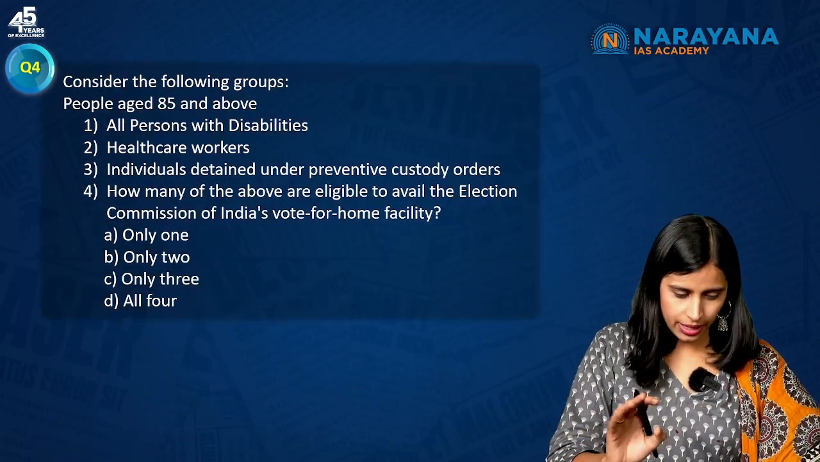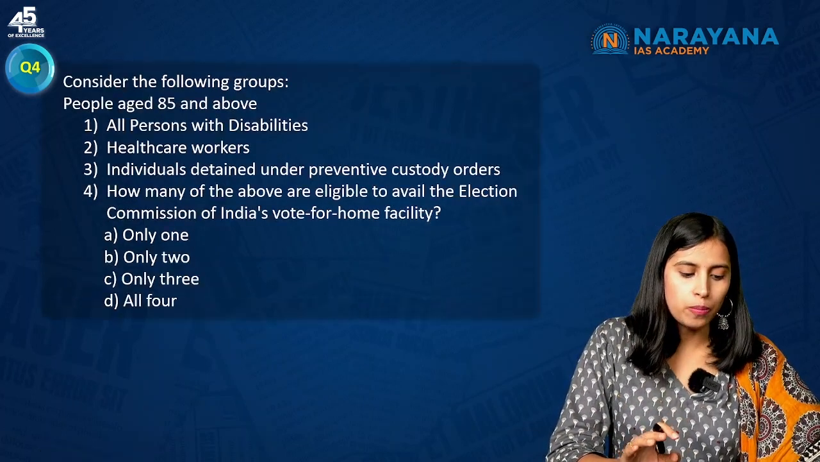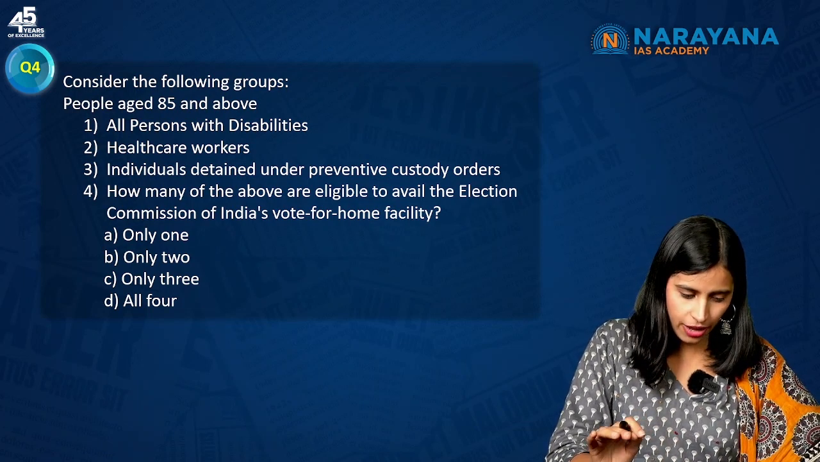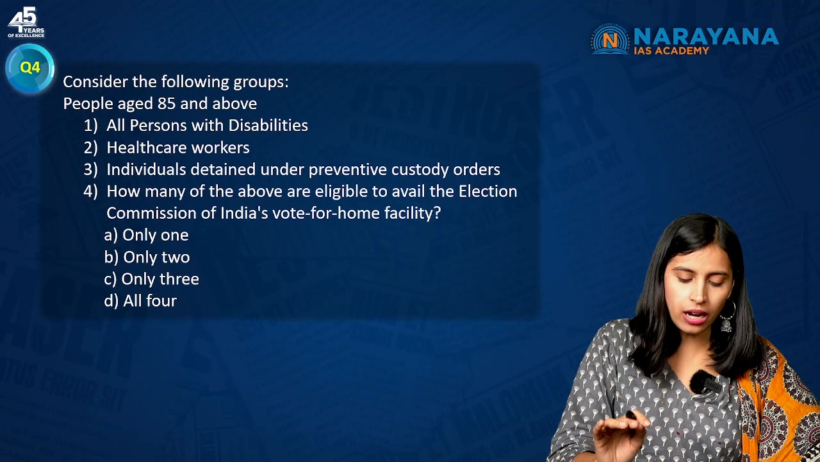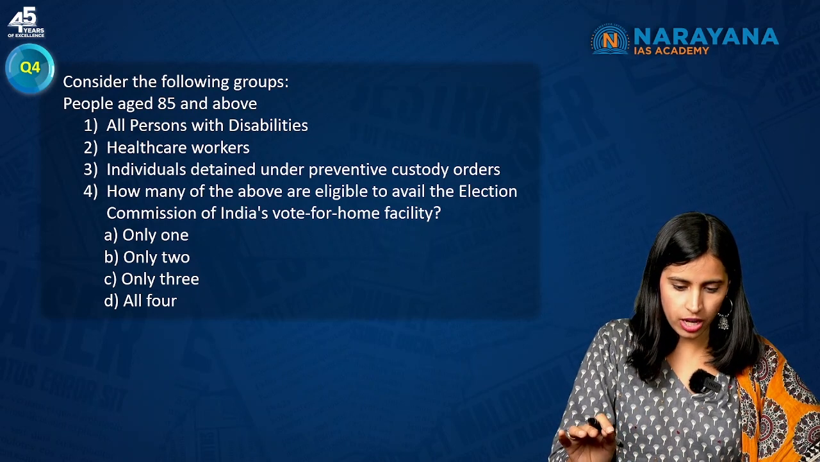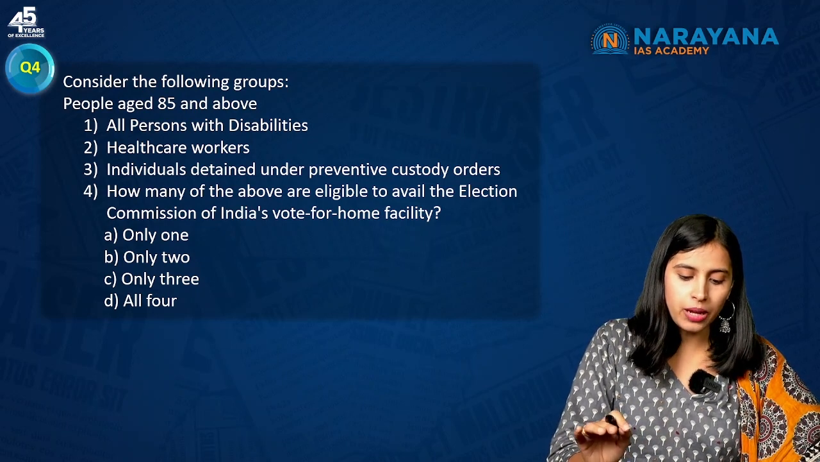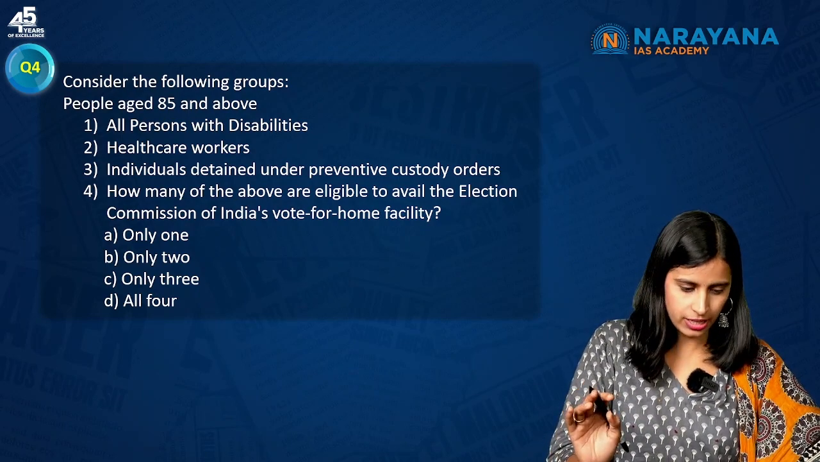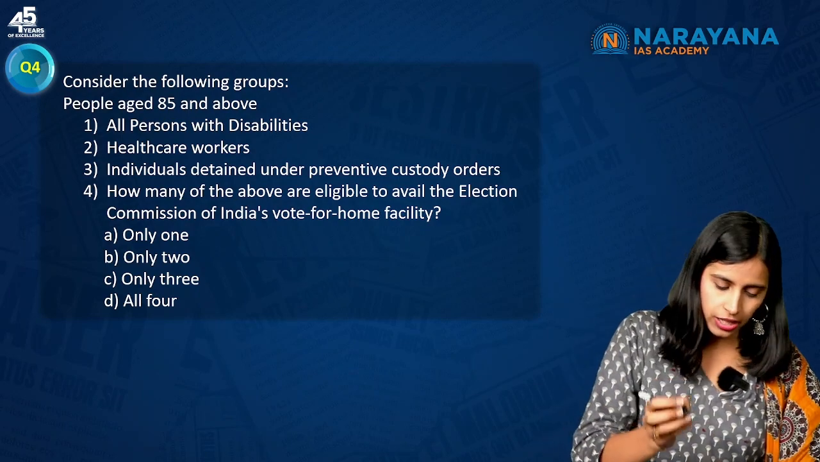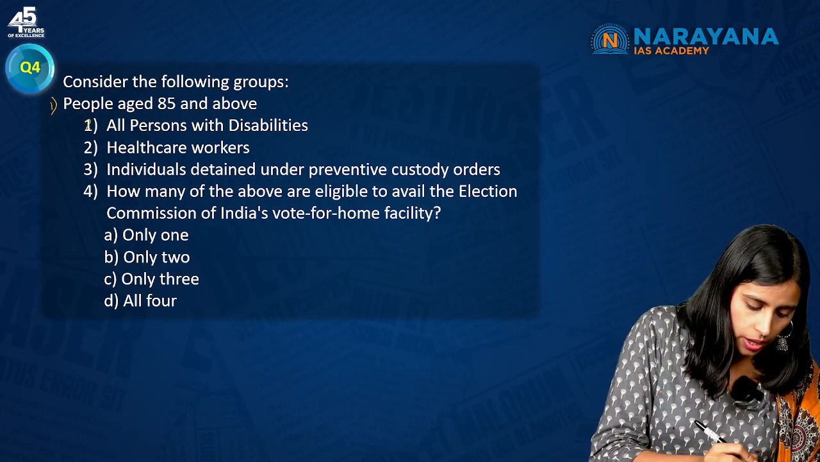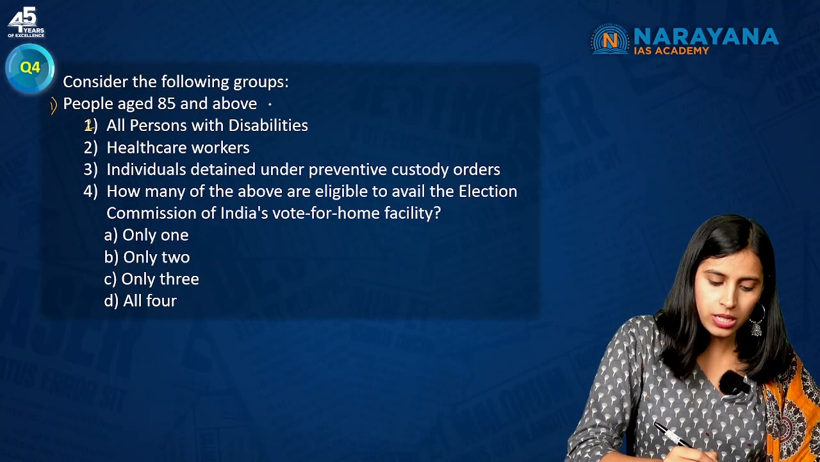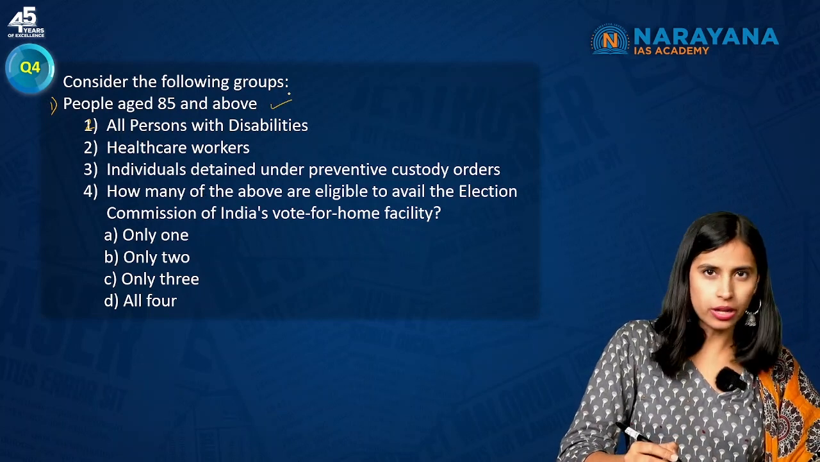war. Next, consider the following groups: people aged 85 and above, all persons with disability, healthcare workers, individuals detained under a preventive custody order. How many of these are eligible to avail the Election Commission of India's vote-from-home facility? Okay, so this one is 1, this one is 2, and then 3, 4, 5. Okay, so persons aged 85 and above do fall into the category I discussed.